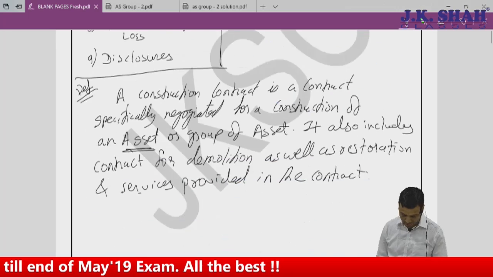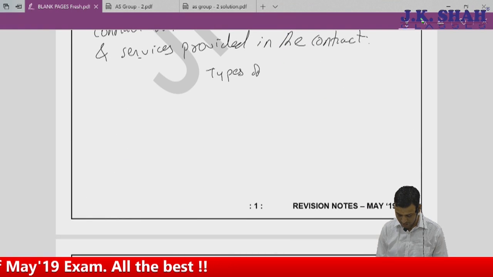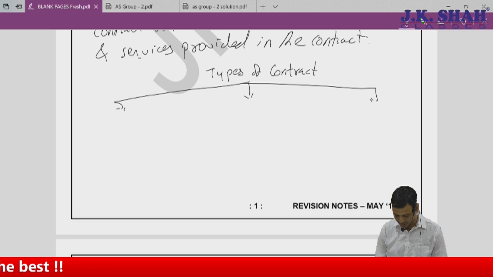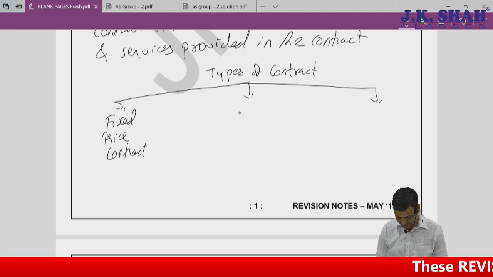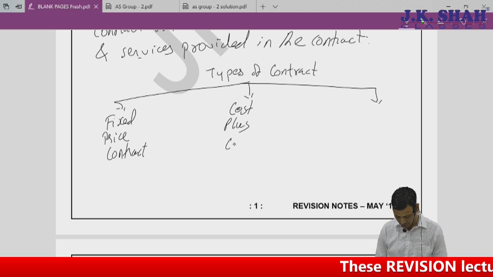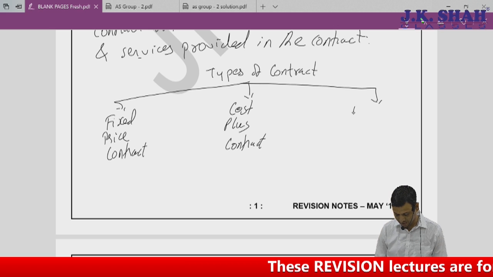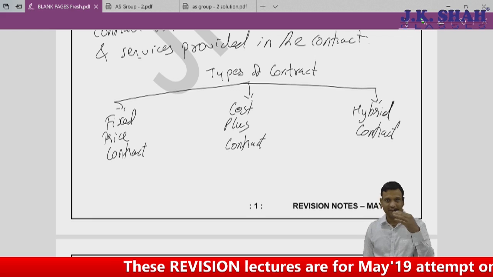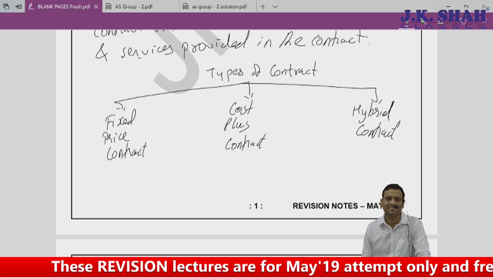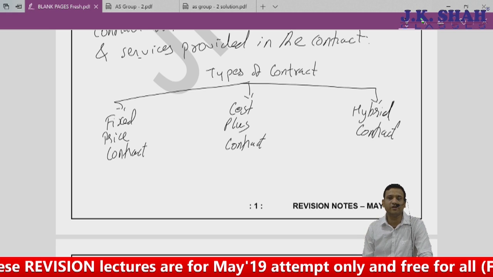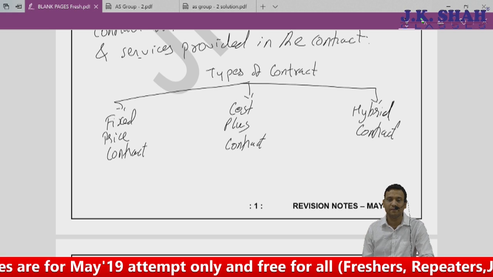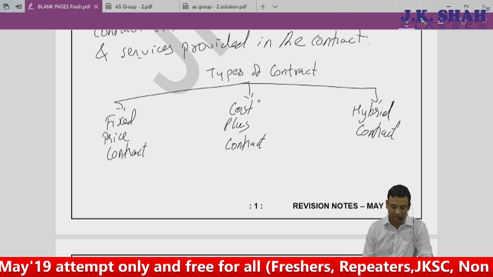Now, coming on to the types of contract. Basically, we can have 3 types of contract. First is fixed price contract, cost plus contract, and hybrid contract. What is fixed price contract? The price is fixed. Like, I took up a work of constructing a machinery for rupees 50 lakhs. The price is fixed. That is fixed price contract.